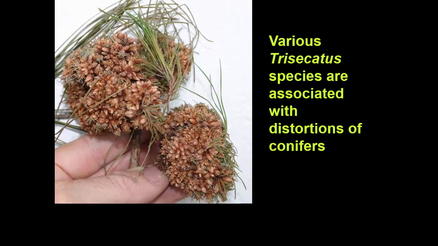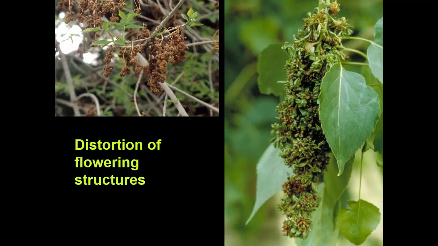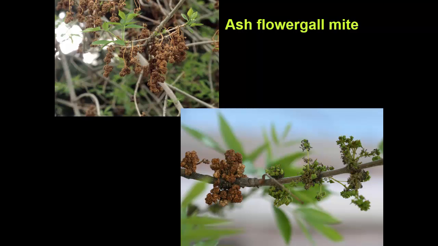And then there is one that is less commonly encountered that we see associated with conifers, including spruce, but mostly pines, and the new buds develop in a very distorted way. And finally, there are eriophyid mites that will distort flowering structures. The two most common of the flowering structure mites that you might normally encounter would be ash flower gall mite, and this is associated with the male flowers of ash trees, particularly green ash.